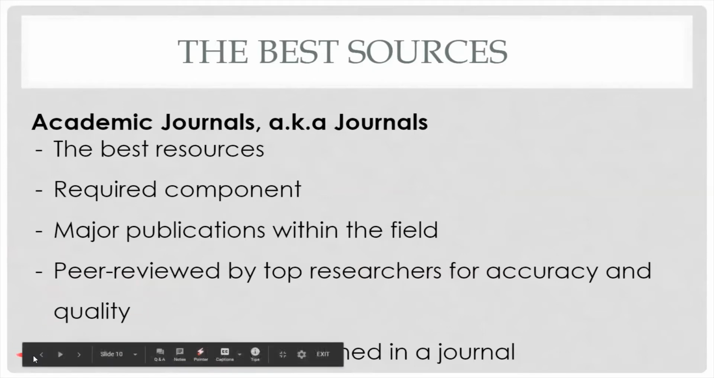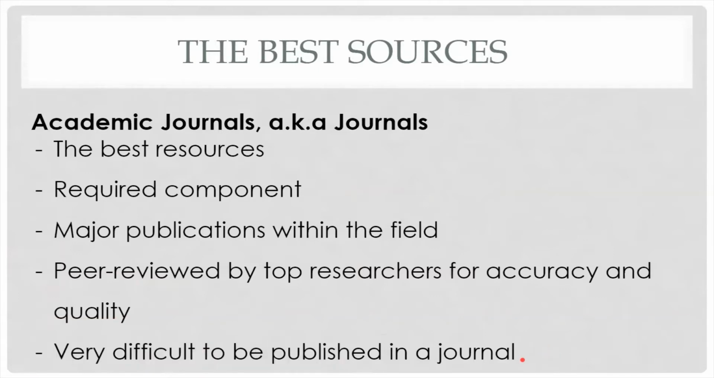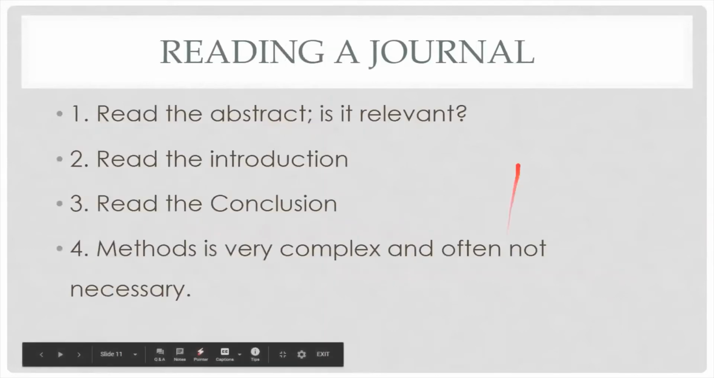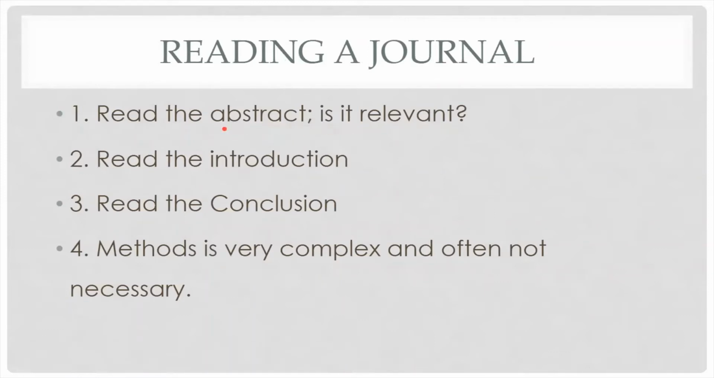It's very difficult. You have to be a top researcher. You have to have a very, very strong experiment and argument and case in order to be published in a journal. So these are the very best sources you're going to be looking for as you do some research. When you read a journal, start by reading the abstract. This is kind of the summary of the study and the results and what they found out. I find it most important to read the abstract to see if it's even going to be a source of information that's relevant to my project.